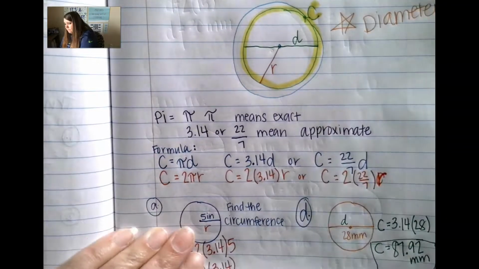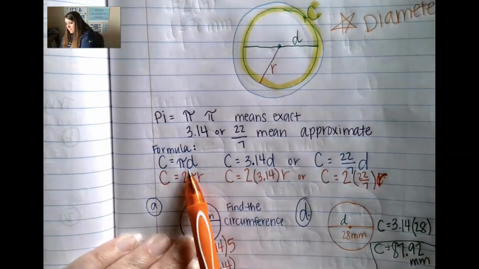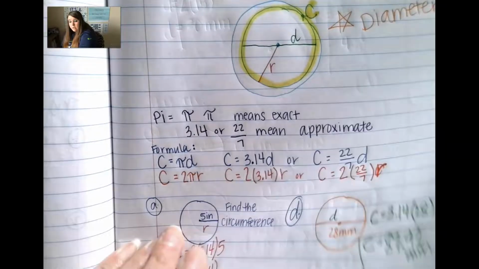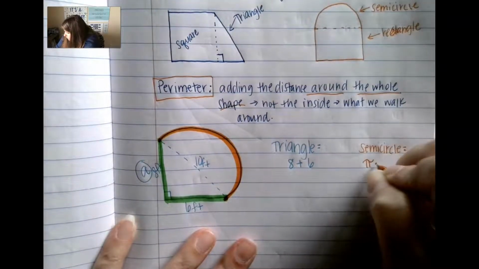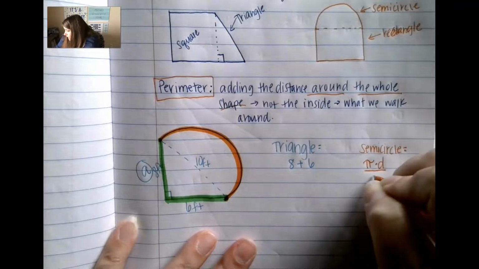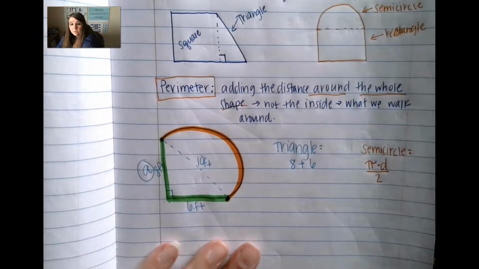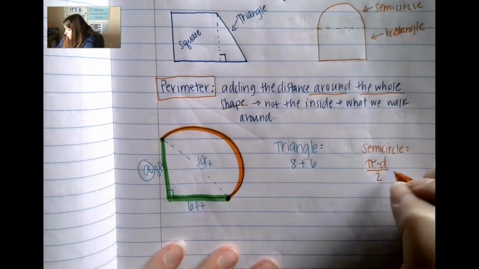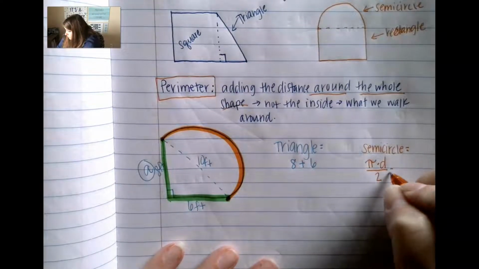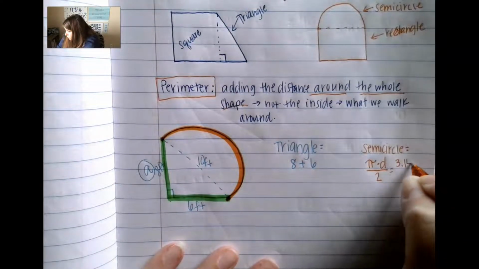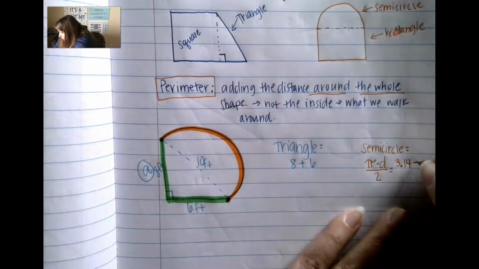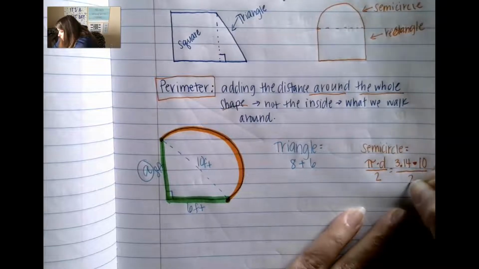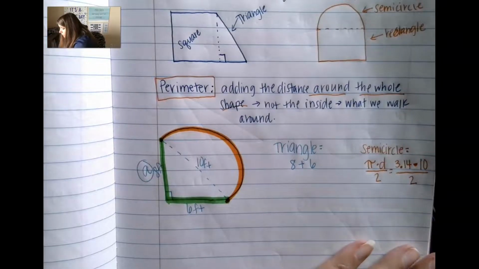Circumference. So circumference is pi times the diameter. So pi times the diameter. And then we need to cut it in half because it's a semicircle. So I'm going to use 3.14 and my diameter is 10. So times 10. And then I have to chop the whole thing in half.